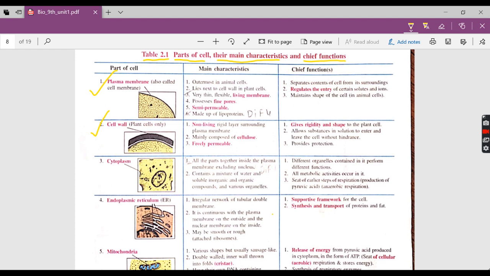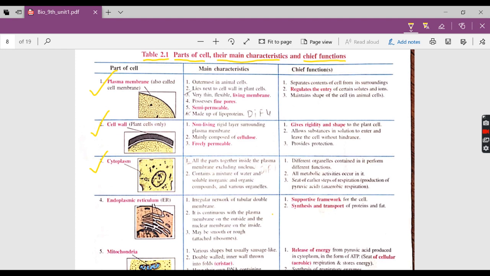Next is the cell wall. It is found only in plant cells. It is mainly composed of cellulose and it is non-living in nature. It allows the entry of all substances through it. Its main function is to provide rigidity and shape to the cell.